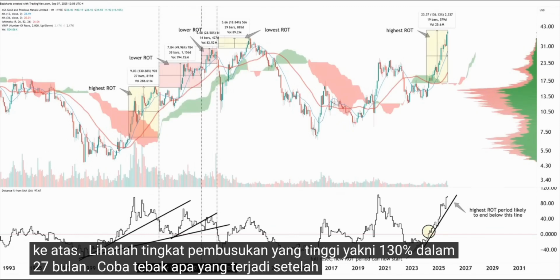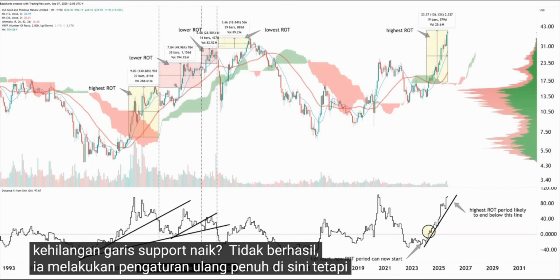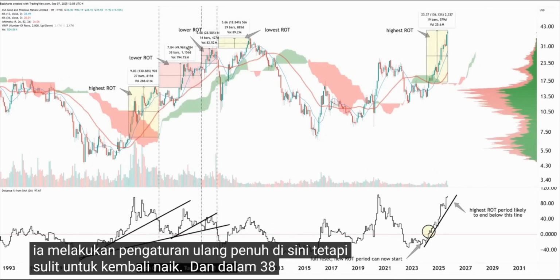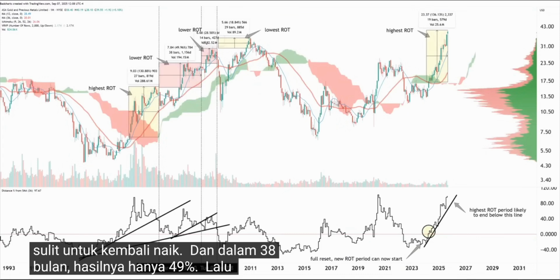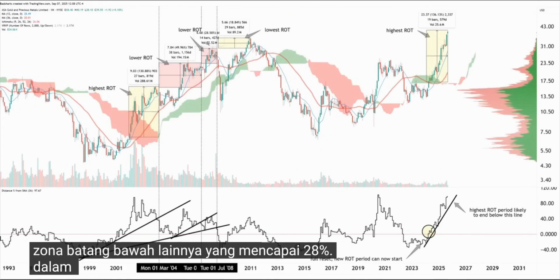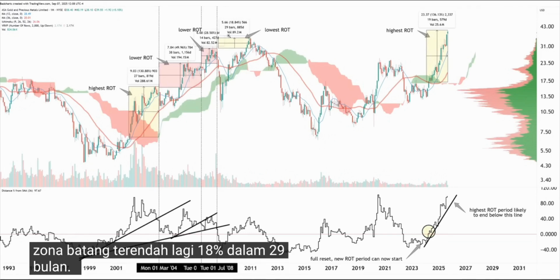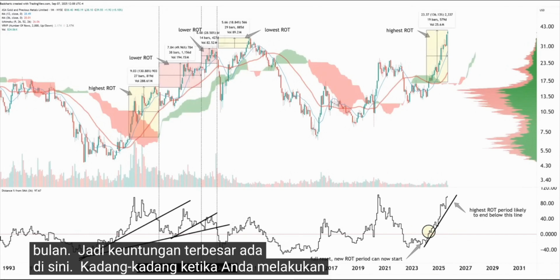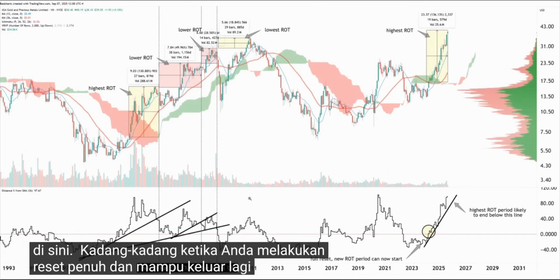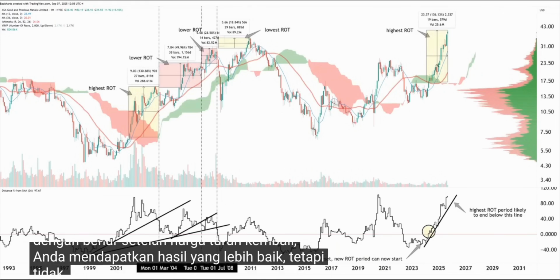Guess what it did after it lost rising support line? It did a full reset here, but it had a hard time going back up. In 38 months, it did only 49%. Then it had another lower ROT zone, it did 28% in 14 months. And then after that, it did the lowest ROT zone, 18% in 29 months. So the greatest returns were here. Sometimes when you have a full reset and it's able to break out again properly after the price goes back down, you get a better ROT, but not always.